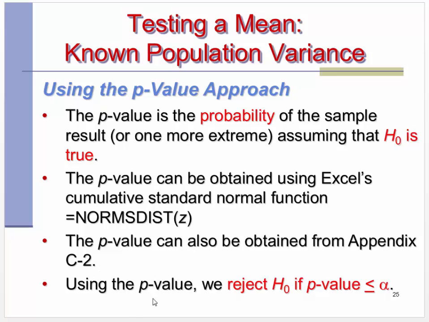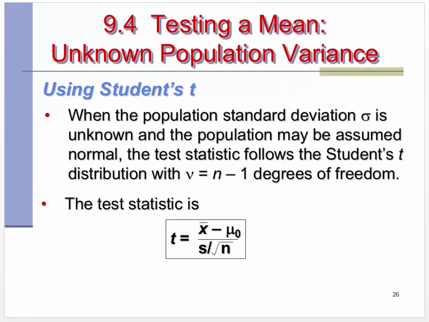Right? Using the p-value, we will reject the null if the p-value is less than or equal to alpha. Let's say alpha is 0.05. If the p-value is 0.02, we reject the null. And that's normally what is reported in statistical testing in the literature. Okay?